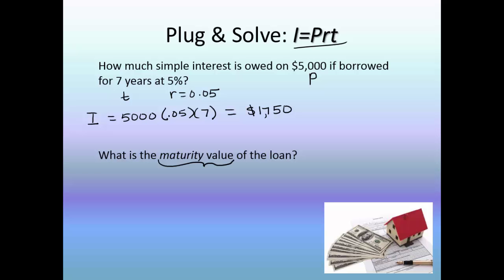What is the maturity value of the loan? That means at the end of the loan, how much money did you really have to pay back? Because you borrowed $5,000, but over time you accumulated some interest and you have to pay that back also. So the maturity value is all the principal plus all the interest over time. And for this loan, you're going to end up paying back $6,750, even though you were borrowing $5,000 that you got to use. And that's how loans work.